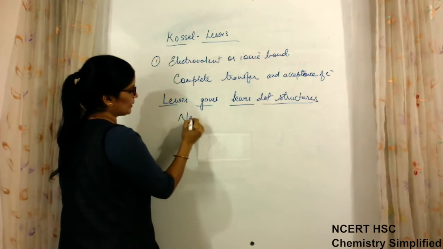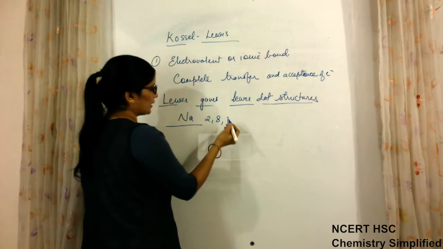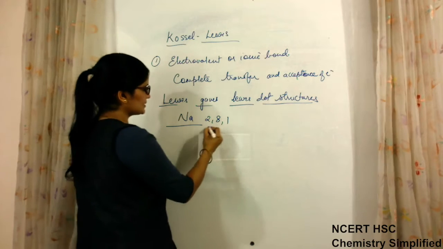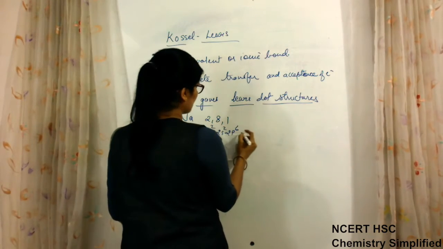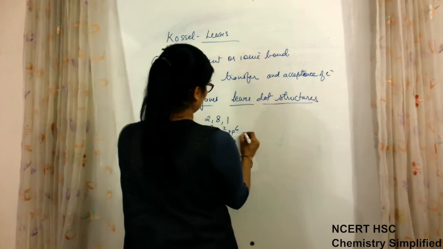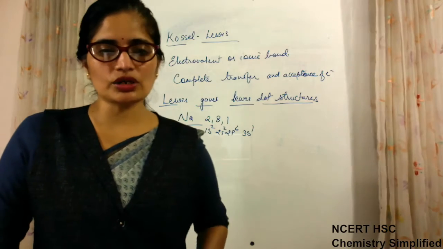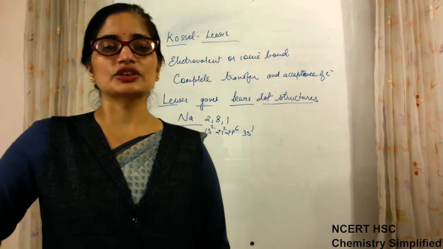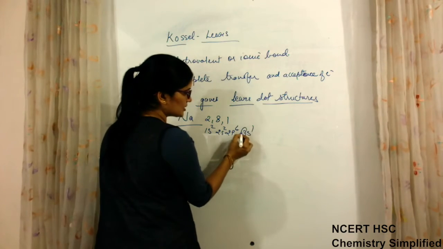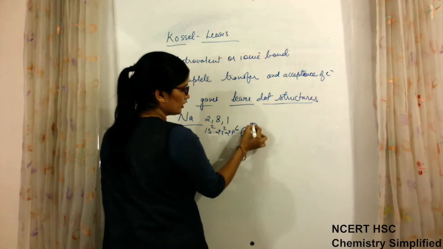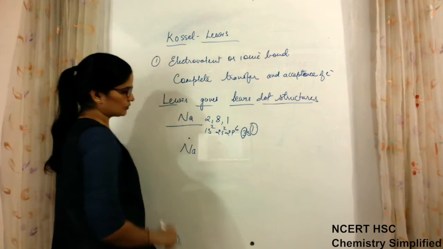Suppose I want to make the Lewis structure of sodium, 2, 8 and 1, or I can say 1s2, 2s2, 2p6 and 3s1. So the number of electrons present in the valence shell, the valence shell electrons. The valence shell is the third shell, and in the third shell there is only one electron. So sodium will have a dot structure with one dot.